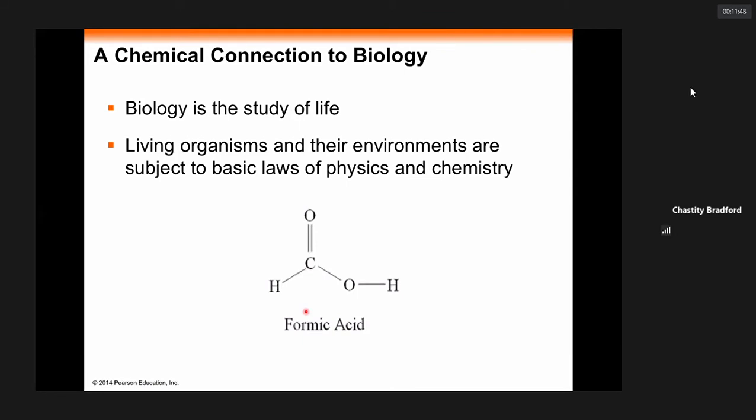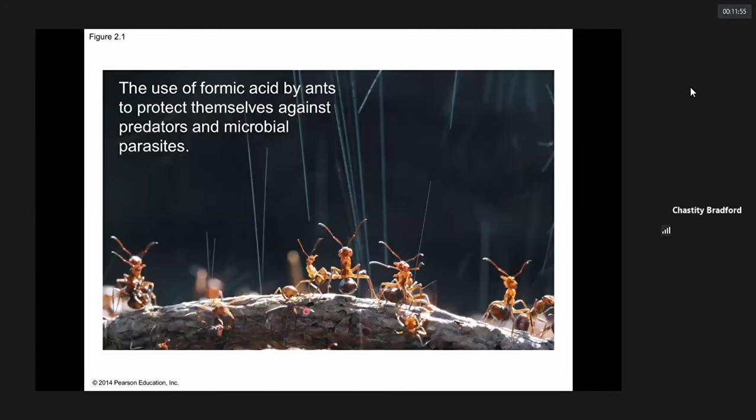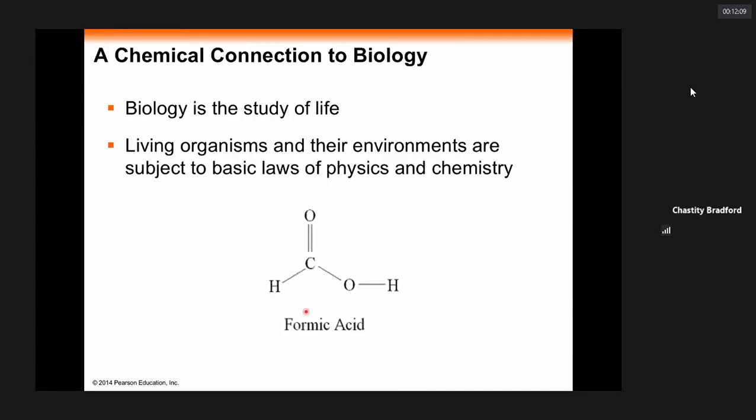This is the chemical formula for formic acid. Okay, you can see all the bonds that are here. Formic acid. Why do we care? How does that apply to life? Formic acid is what these ants use to protect themselves against predators, and how they protect themselves against microbial parasites. And this is its chemical structure.